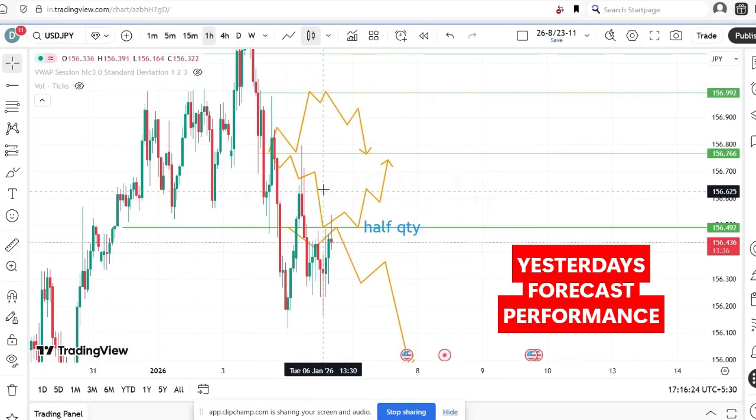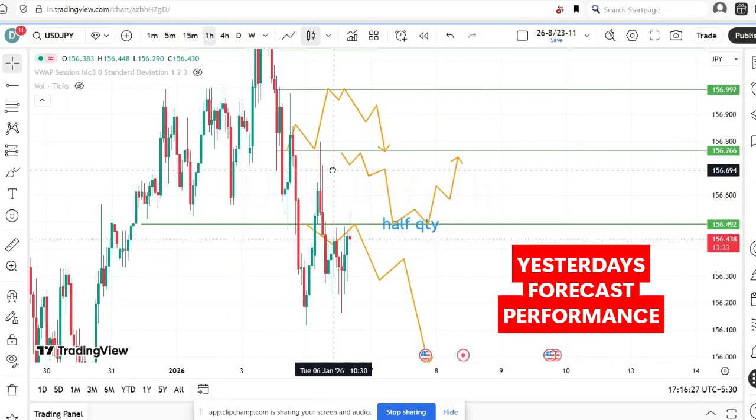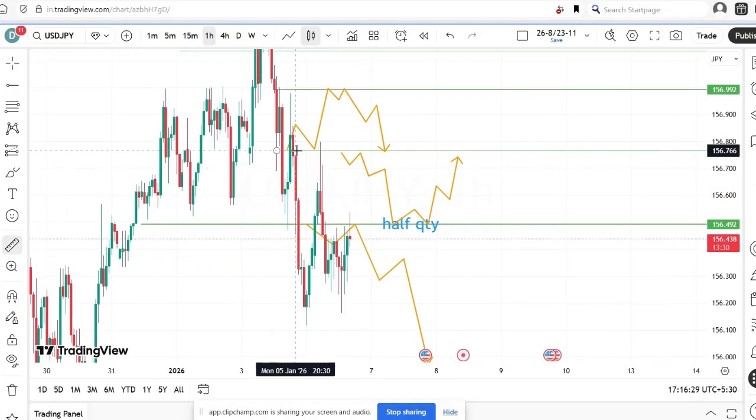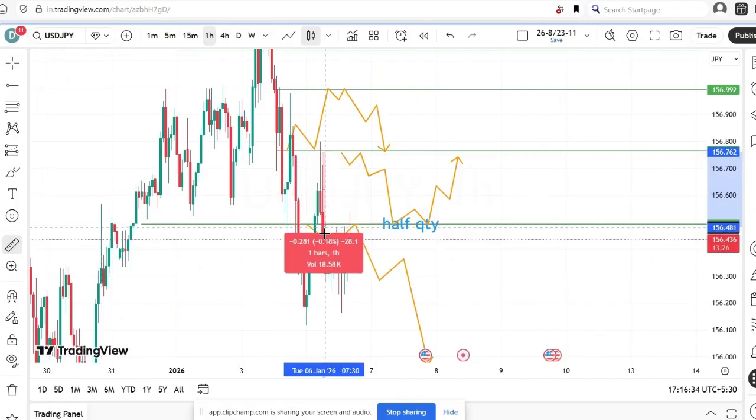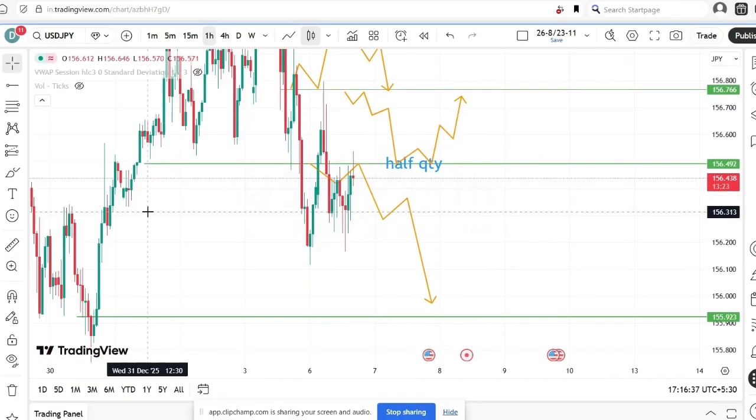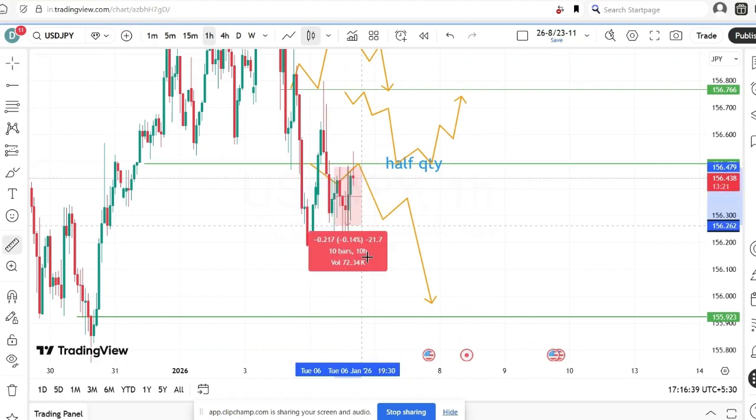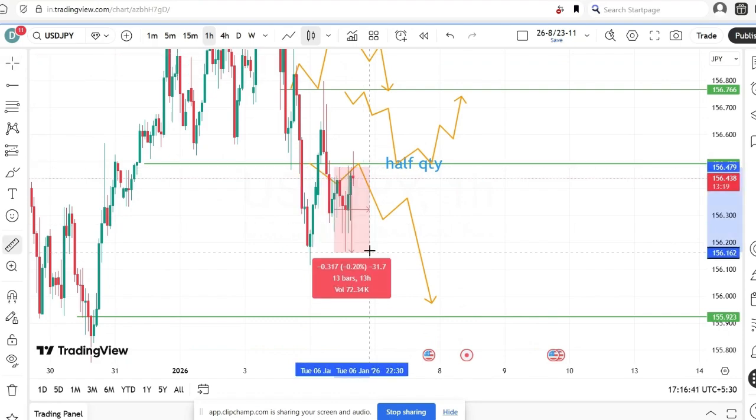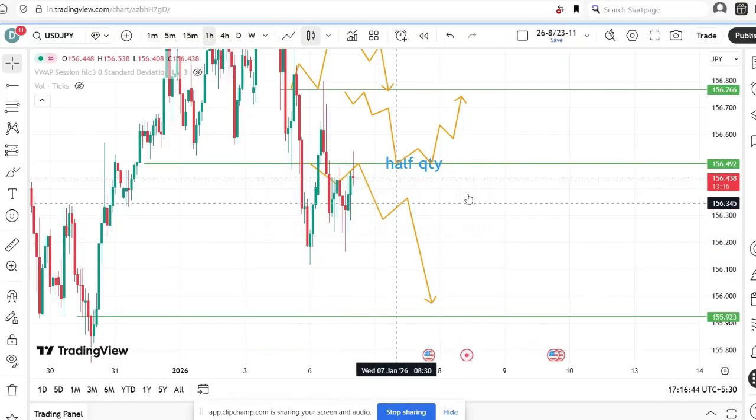Below this level we had to look for shorting opportunities, and we got one also. In here at first we didn't get it, but on the second time we got a good entry, and till here we got 28 pips. Secondly, below this level we had to look for shorting opportunities, and it went 50% in our direction, 31 pips, and then completely reversed. So our trail SL got hit.